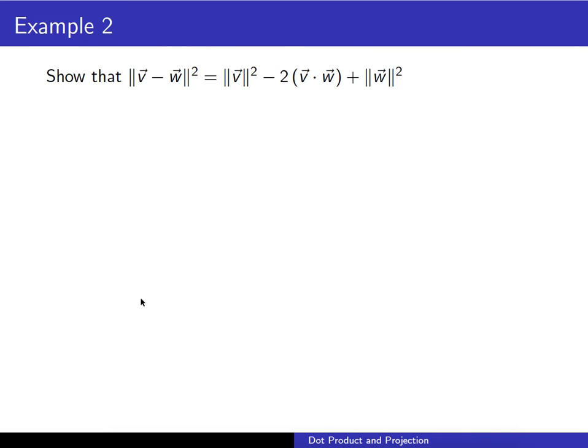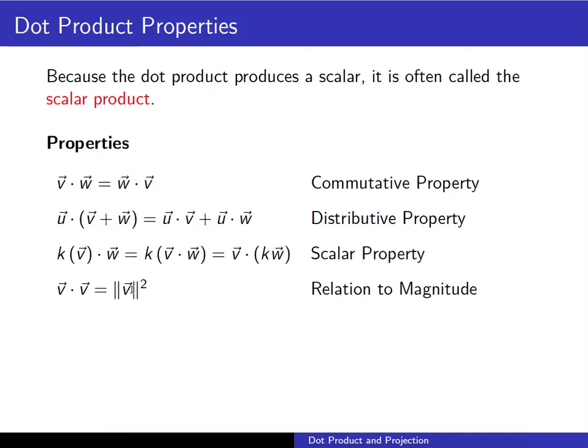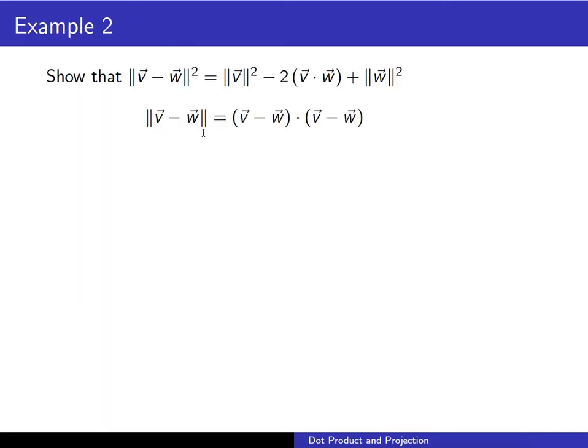All right, example 2: show that the magnitude of v minus w, squared, is equal to the magnitude of v squared minus 2 times the dot product of v and w plus the magnitude of w squared. And we're going to see this with angles between vectors in a future video. So first up, we have vector v minus vector w squared. That's very similar to what we have here. So it's going to be vector v minus w dot product with itself. Actually, it should be vector v minus vector w dot vector v minus vector w. So this should actually be squared. I apologize for that.